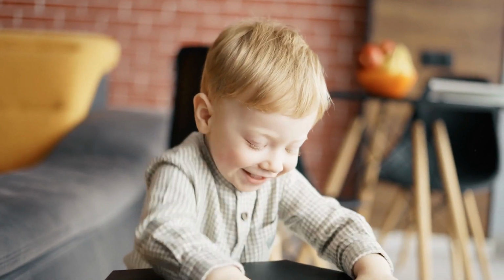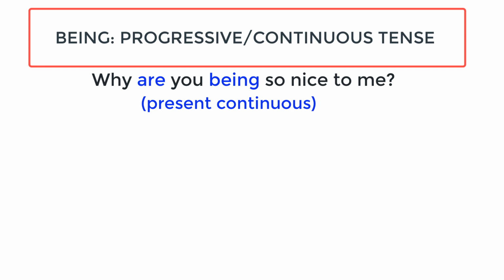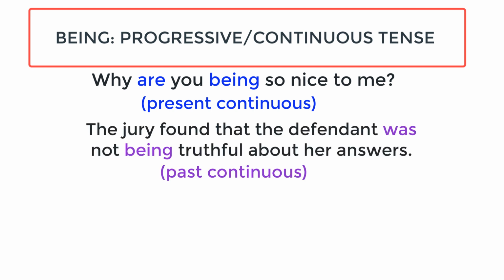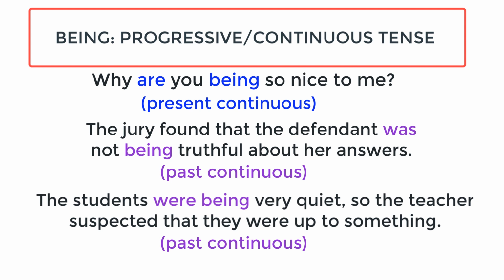Let's look at some other sentences. Why are you being so nice to me? The jury found that the defendant was not being truthful about her answers. The students were being very quiet, so the teacher suspected that they were up to something.